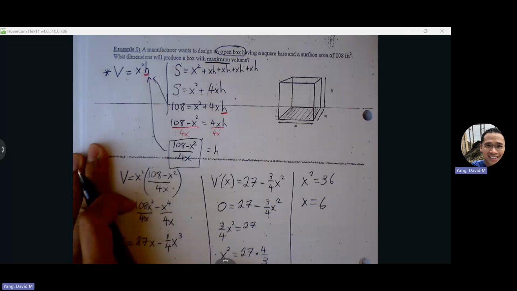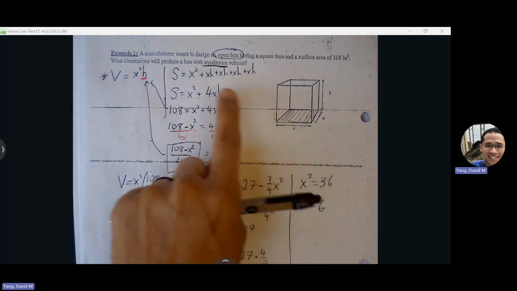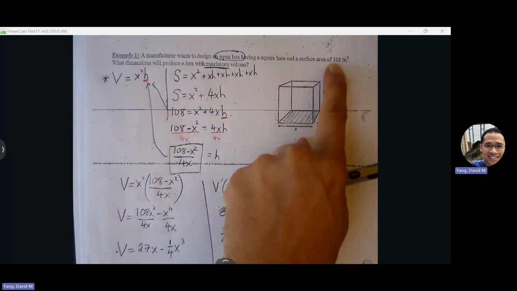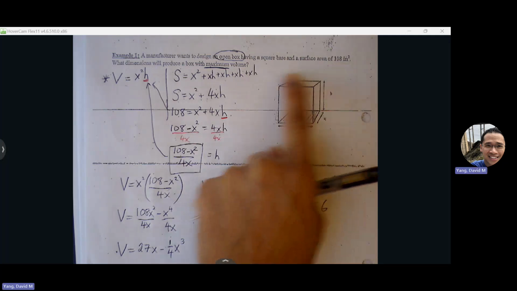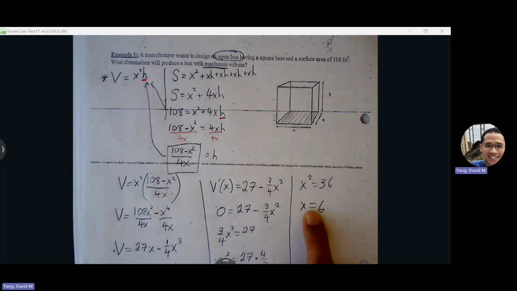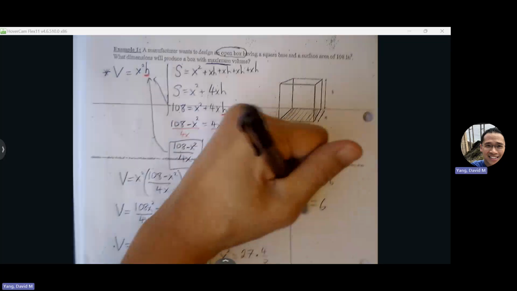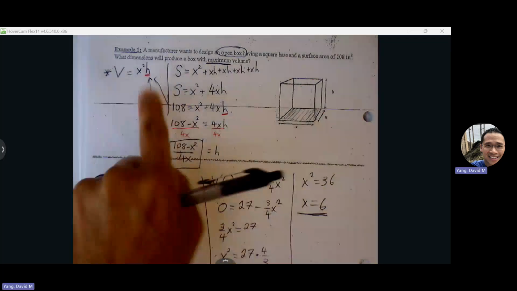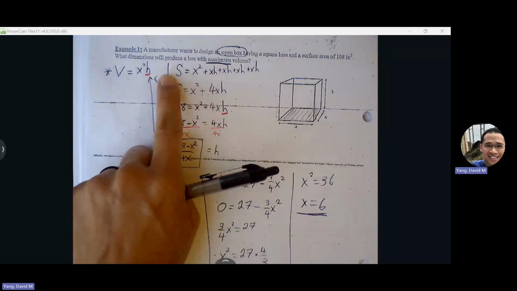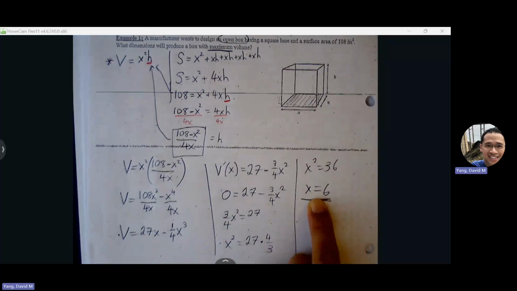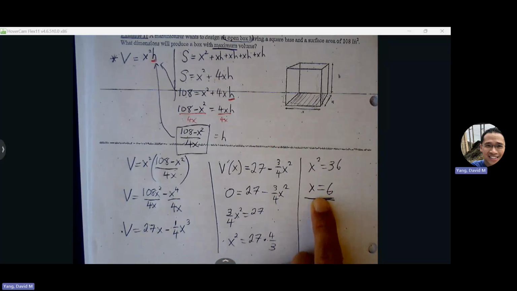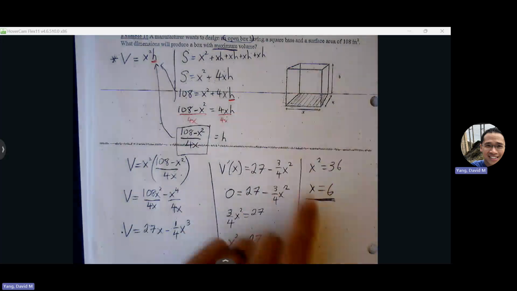Okay, so given the fact that we have this much material to work with, our maximum volume will have a base length of 6. Now, once you solve for x, you have to go back to the problem and figure out what the problem is asking for. Once you solve for x, you're not creating any new content. You're just plugging into whatever the problem is asking for.